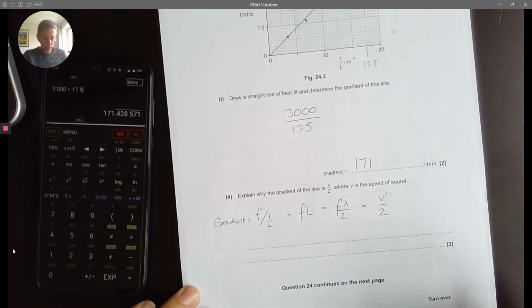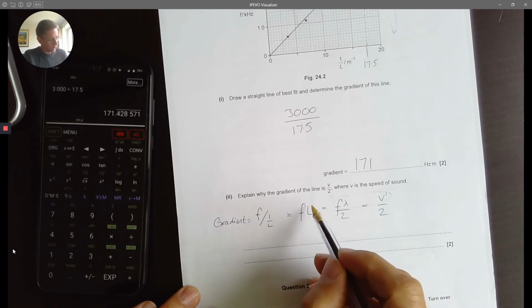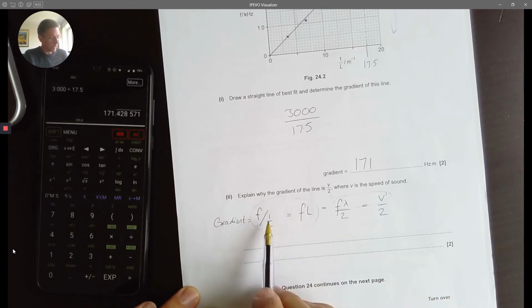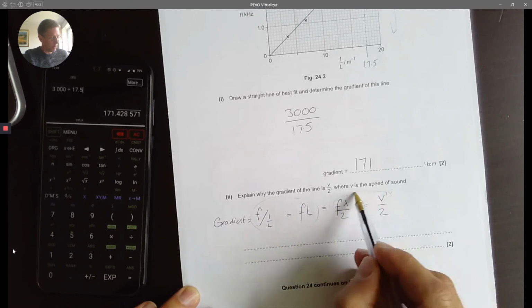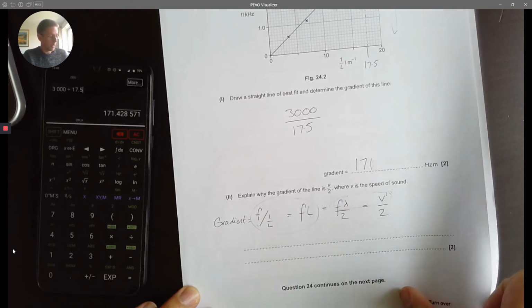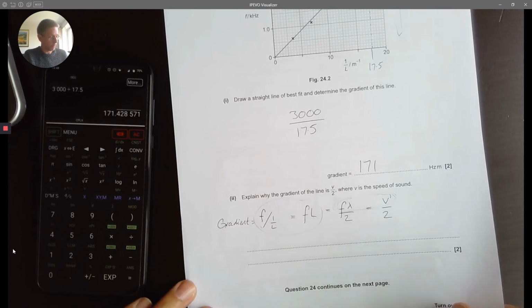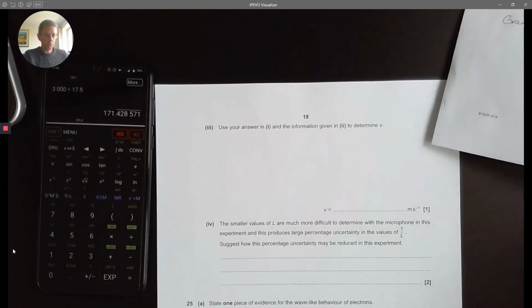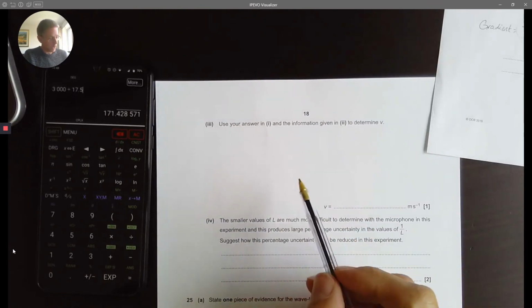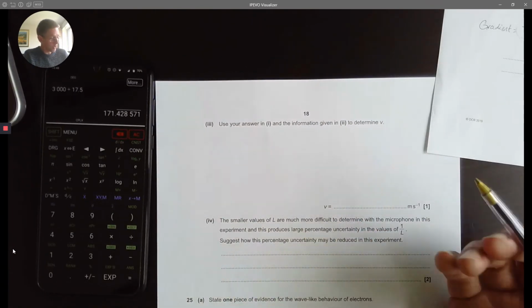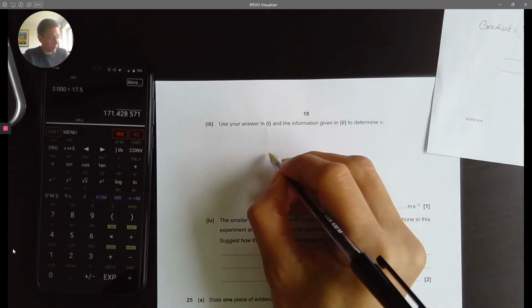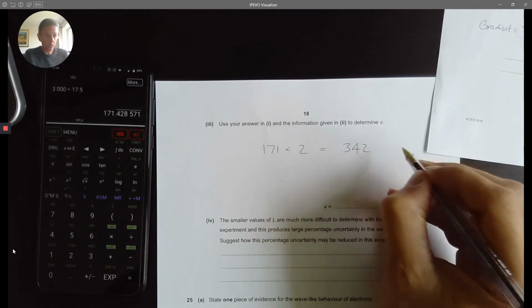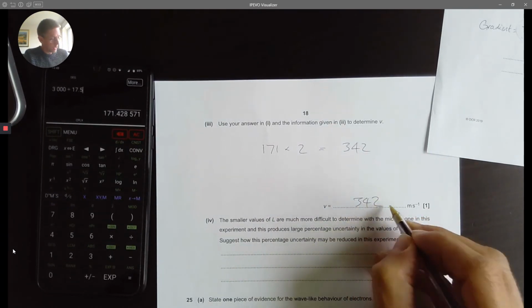We would get 1 mark, I guess, for some version of what the gradient is algebraically, and then another mark for showing the relationship from the wave equation. Okay, so the next part of the question says use the information to determine v. Well, we just said that the gradient was half of v, so we just need to double the gradient. And that gives us, what, 342, which is our speed of sound.